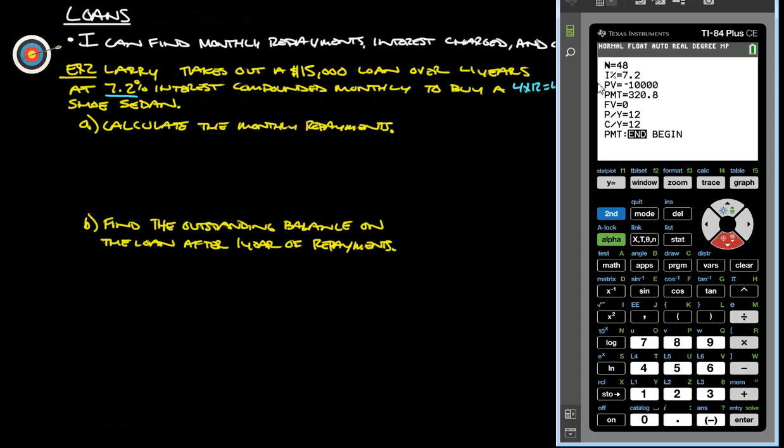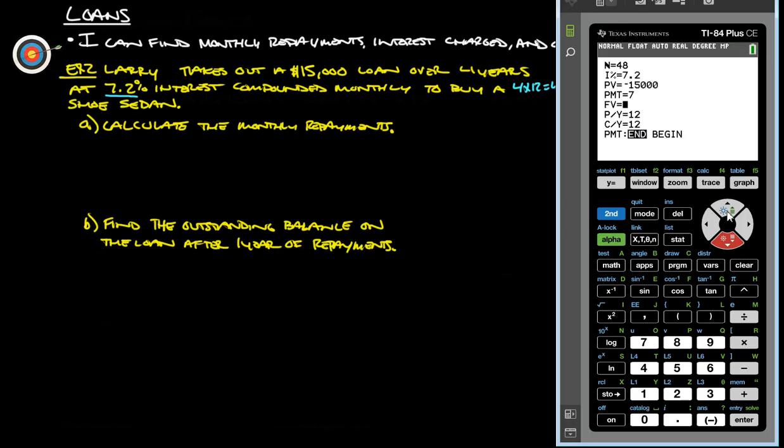The present value, always put that in as a negative because this is the money that you're borrowing. So it's 15,000 here. Payment is what we're going to figure out. But if you clear that out and try to go somewhere else, it makes you put something in. So you just put a number in there and we're going to solve for it in a bit. We want the future value to be 0. We want to pay this whole thing off in 48 months, 48 payments. The payments per year is 12, and the compound periods per year is also 12.